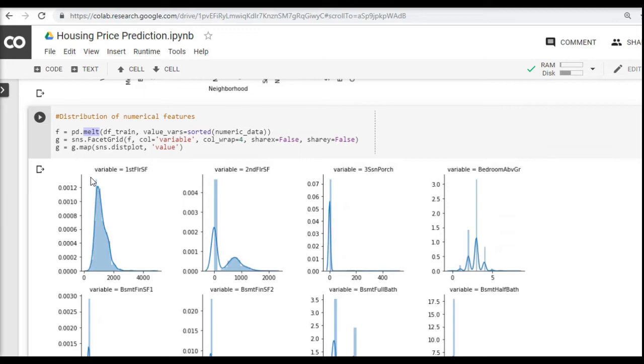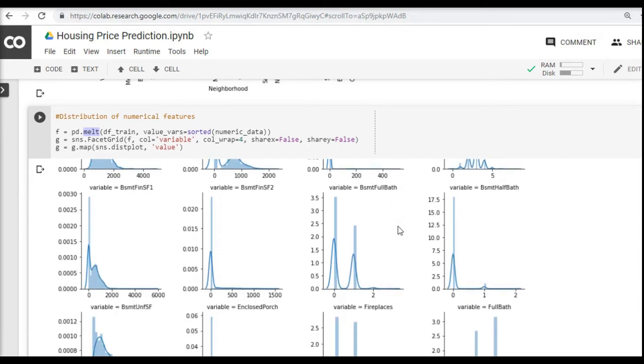First, look at this graph here, which is for the first floor square feet. See, it looks very similar to a positive skewed or right skewed distribution. Remember, we did a similar analysis for the sale price, where the majority of the sale price is towards the lower value, and similarly for the first floor square feet, we see the majority of the houses have a lower value.